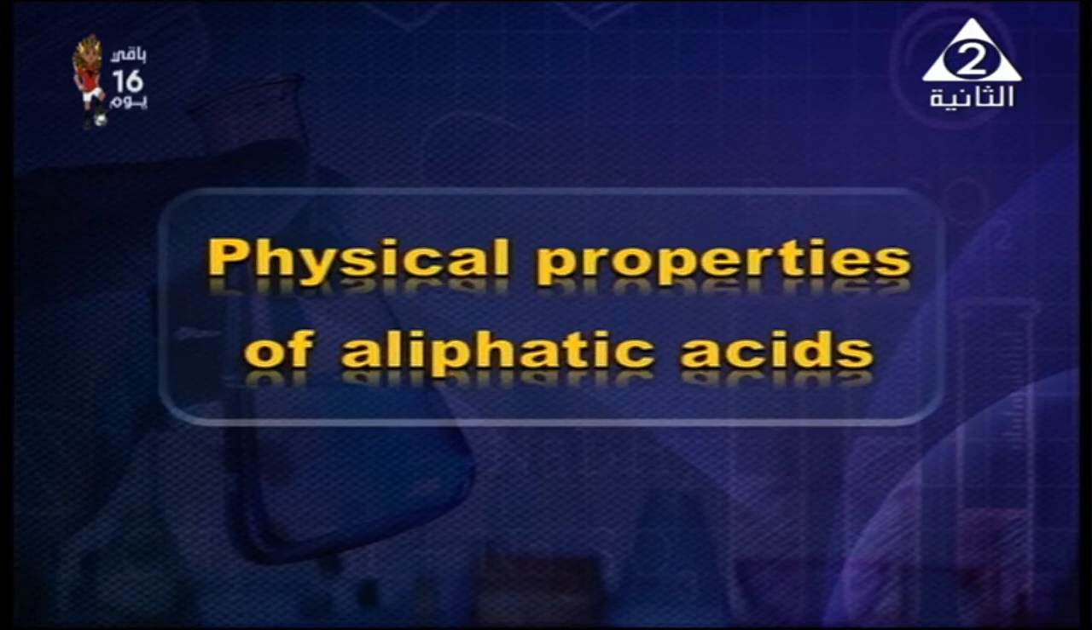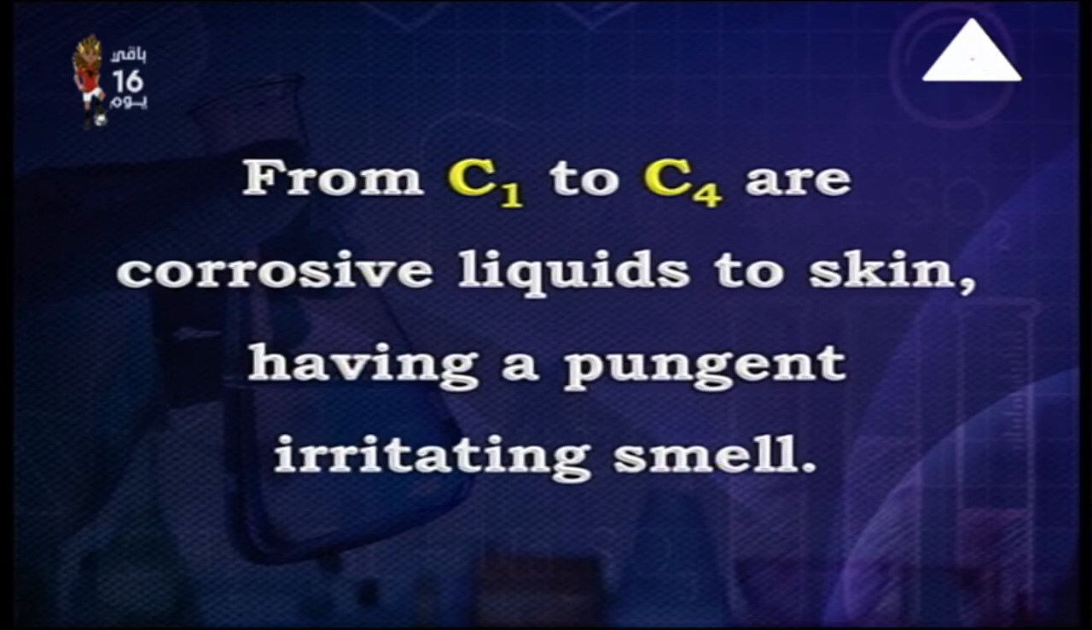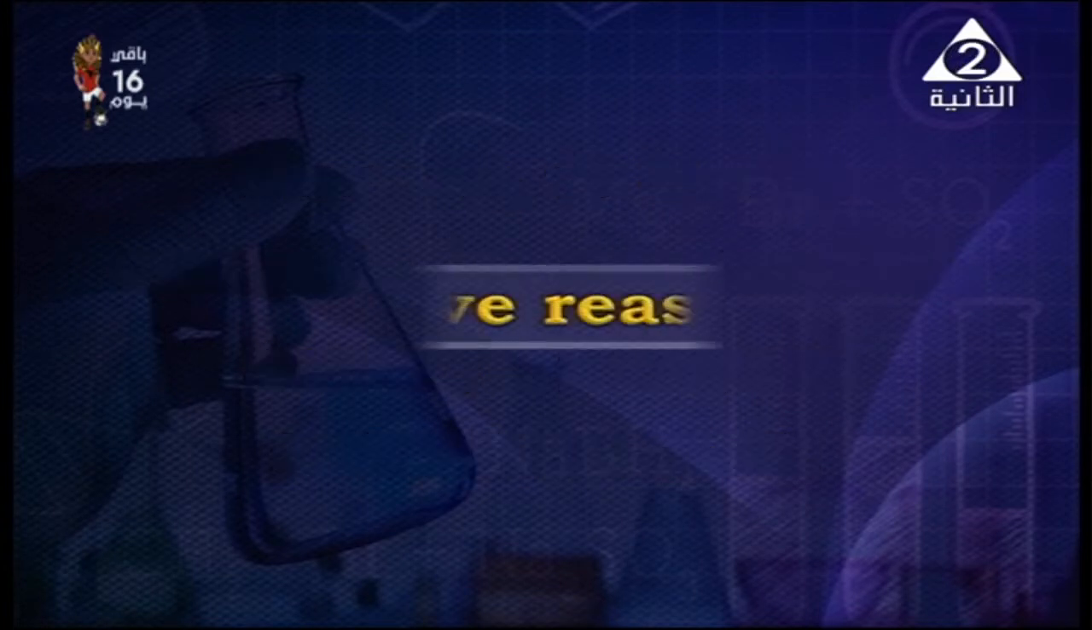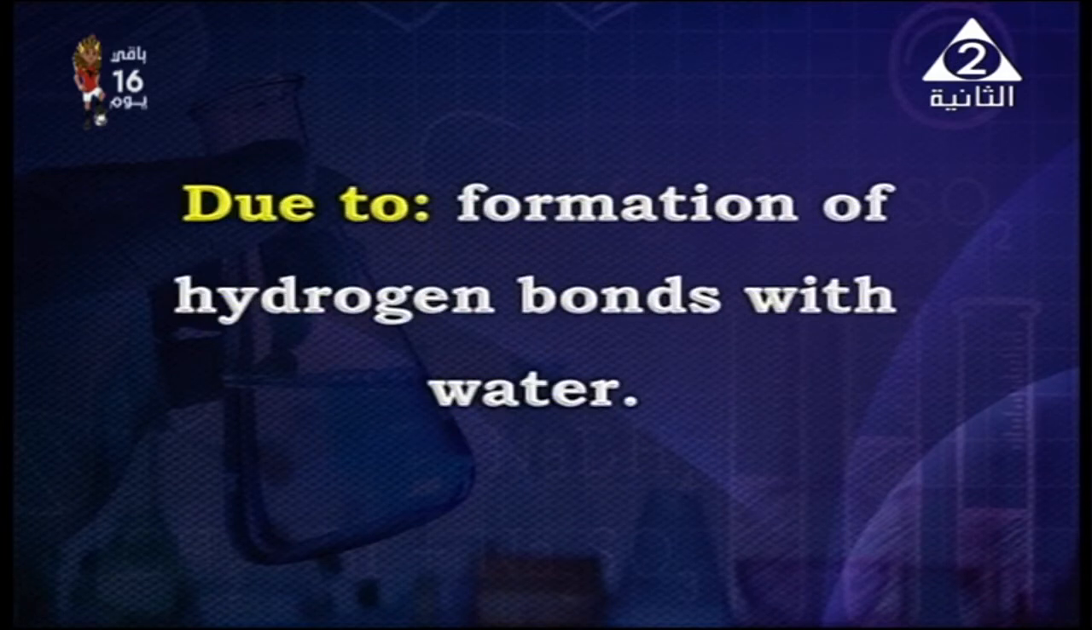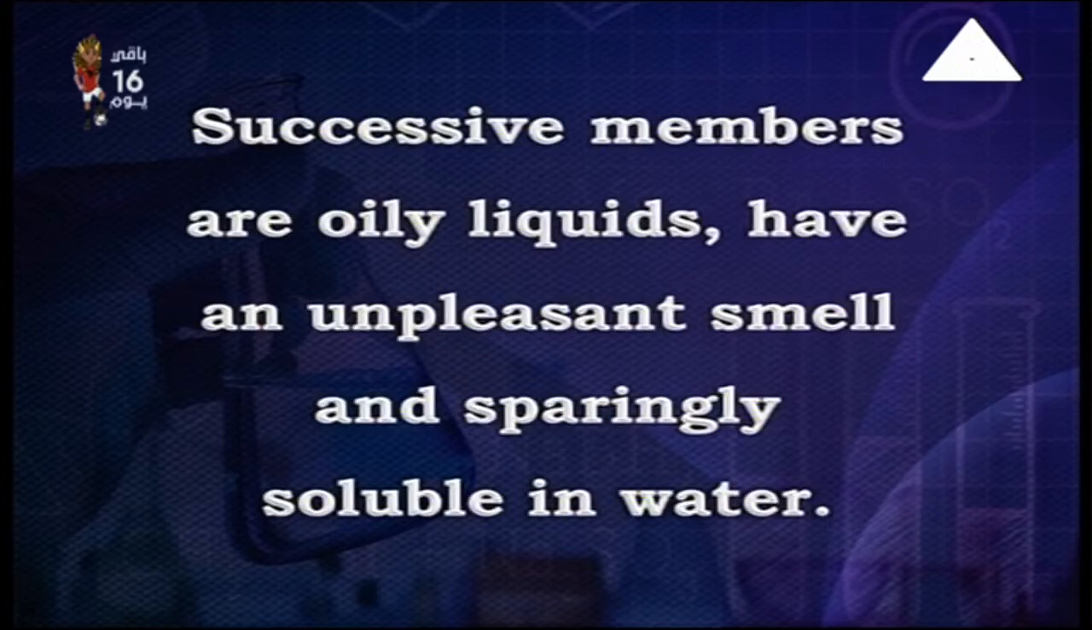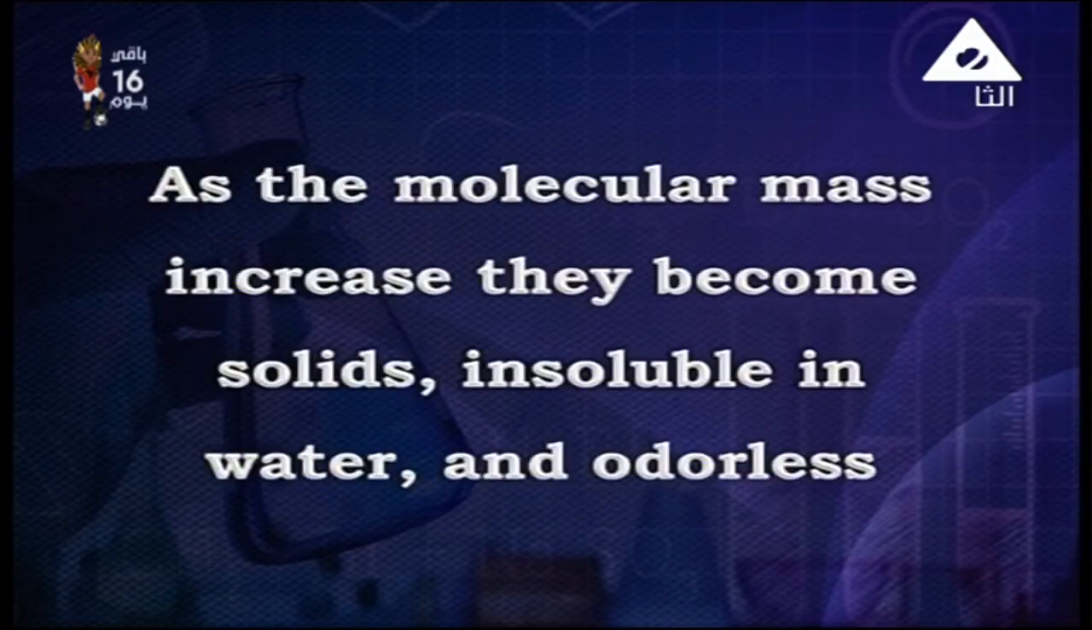Now we are going to discuss the physical properties of aliphatic acids. From C1 to C4 they are liquids corrosive to skin, having a pungent irritating smell. We have a give reason in this point. Aliphatic acids are completely miscible in water due to the formation of hydrogen bonds with water. The successive members are oily liquids, have an unpleasant smell and are sparingly soluble in water. As the molecular mass increases, they become solids, insoluble in water and odorless.